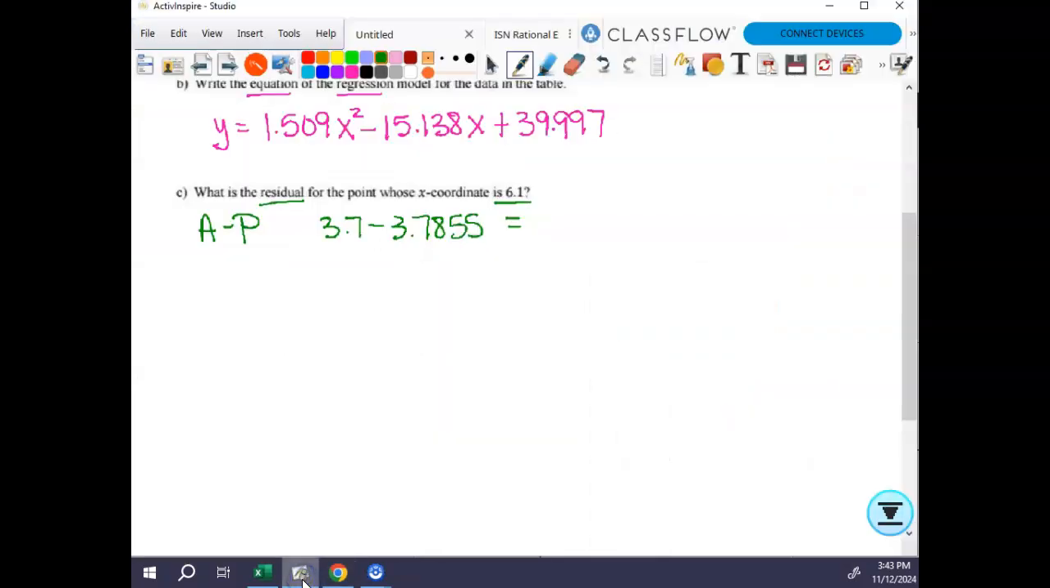Now I should write down basically what I'm doing here, but remember, just because you write down a rounded number, just like we did here, doesn't mean we're going to use those. It's just telling us what is kind of happening there. And so then this is negative 0.0855 or 0.085, and that is my residual.